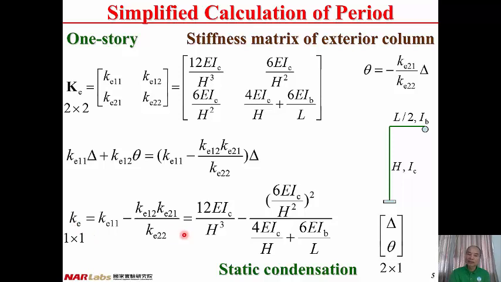And Ke can be expressed as 12EIC divided by h cubed, minus 6EIC divided by h squared, squared, divided by 4EIC divided by h plus 6EIB divided by L. Originally we have 2 degrees of freedom, but after condensation we have only 1 degree of freedom, so that the problem is easier to solve.